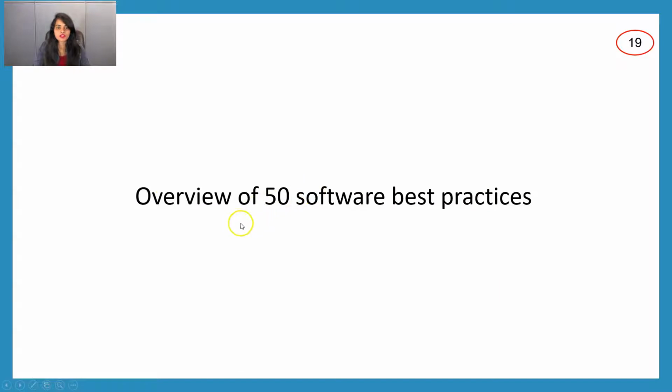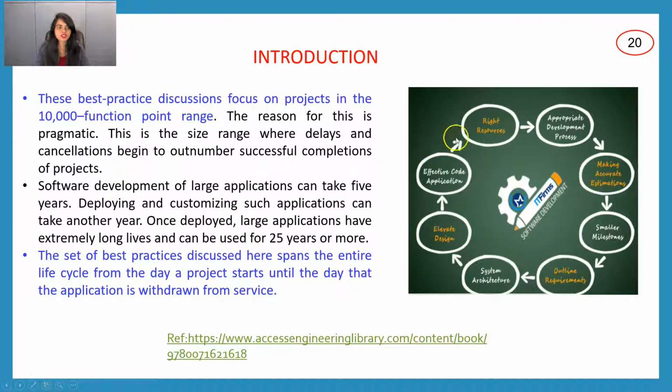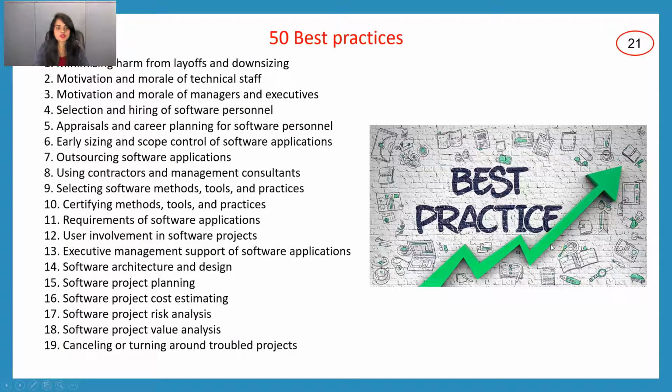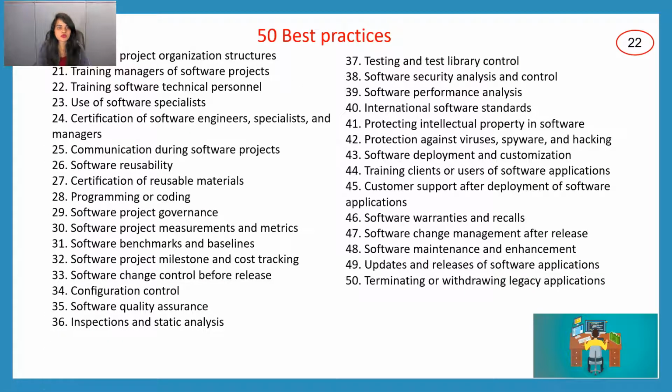Let's see the 50 best practices. These best practices are all focused on projects in the 10,000 function point range, and the set of best practices discussed here spans the entire life cycle, from the day a project starts until the day that application is withdrawn from service. And these are the 50 best practices, starting with minimizing harm from layoffs and downsizing. We'll discuss all this together and have a short review on this.